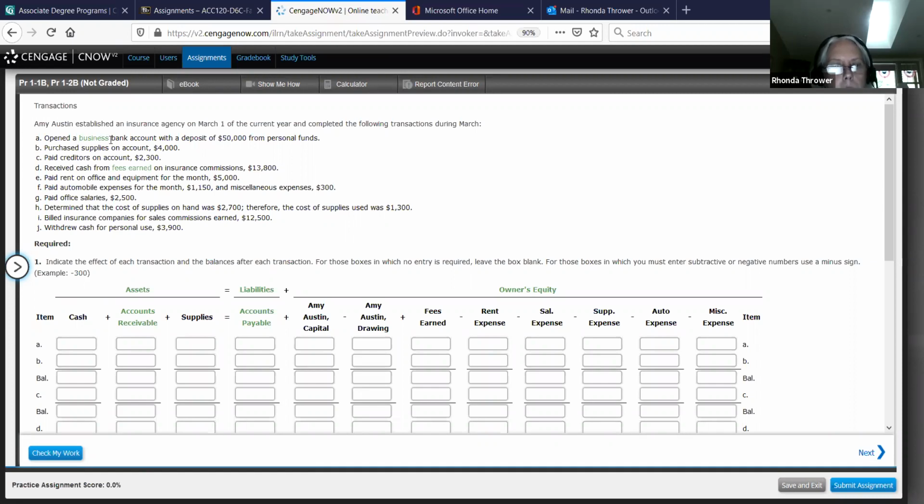When we're starting a business, we have to have cash or some type of assets to start the business with. In this case, the owner is giving the business $50,000 to get started. So our cash is going to increase by $50,000. So we simply record cash under the asset accounts, which means that the assets have increased in this situation by $50,000.